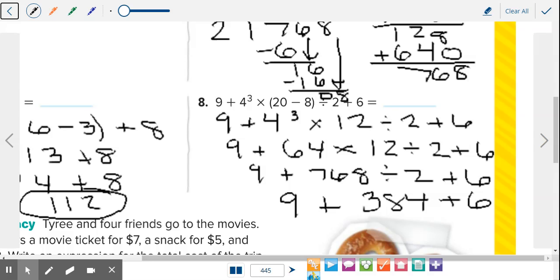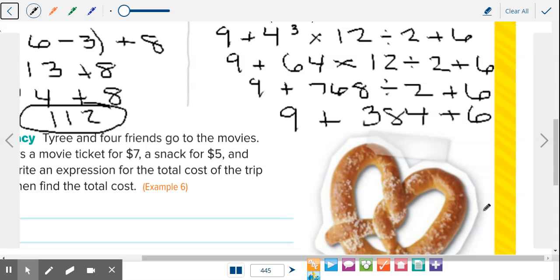So now we're down to, we got rid of our parentheses, we got rid of exponents, we got rid of the multiplying and dividing. Now we're on addition and subtraction. Now, since both of these are addition, you can go ahead and add them up all at once. You don't have to do it in 2 steps, okay? Since they're both addition, just go ahead and add them out. So, basically 9 plus 6 is what? 15. So then do 15 plus 384. 399. And there's your answer.